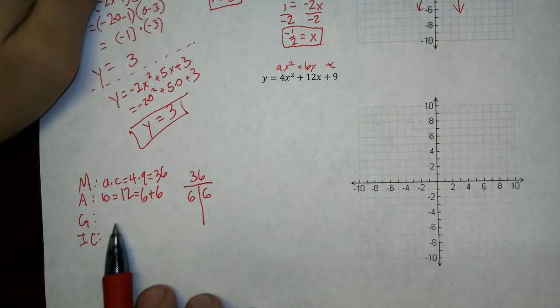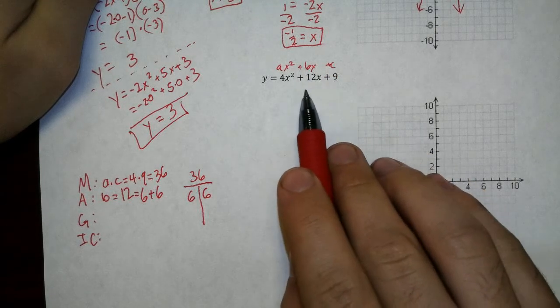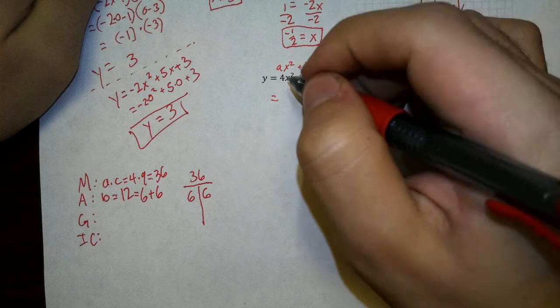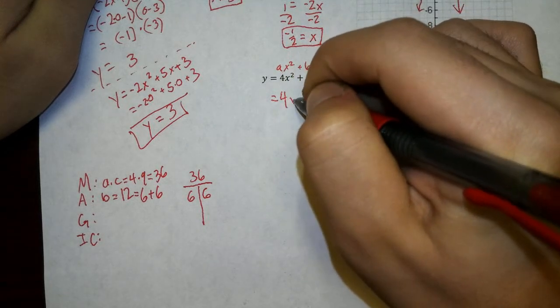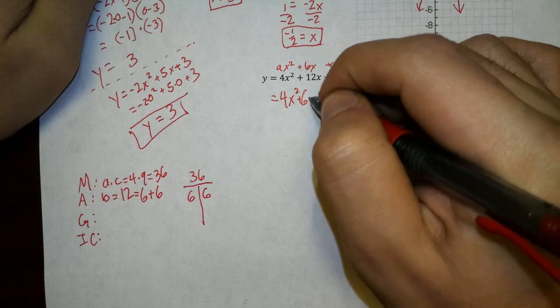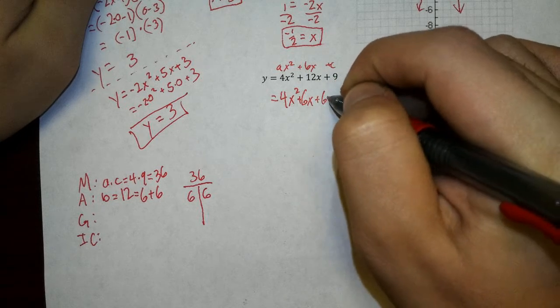So we want to use these two numbers to decompose our middle term. This is going to make the magic happen, every bit of the pun intended. So we have 4x squared, decomposing the middle term to 6x plus 6x.